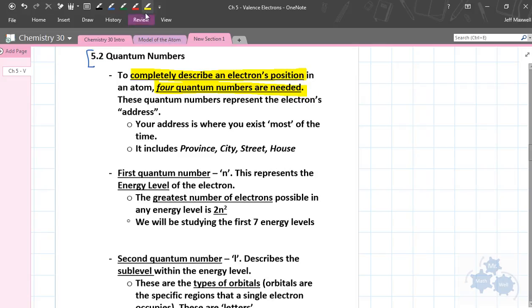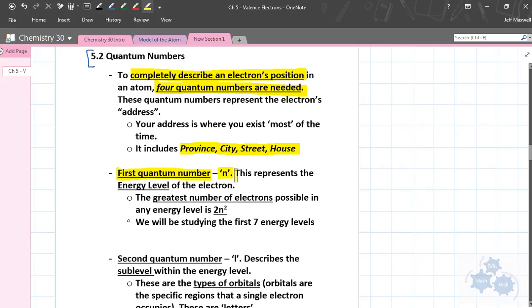Now, in our address, we include our province, our city, our street, and then our house number. I picked these 4 main things because this sort of mirrors the quantum numbers for an electron. The province is our large general area, and then the city is a specific part of the province. Our street is a specific part of the city, and our house is a specific part of the street. And so if we look at the first quantum number, it's represented by n.